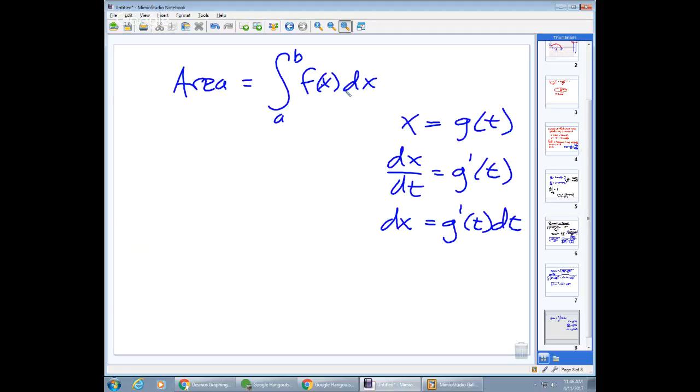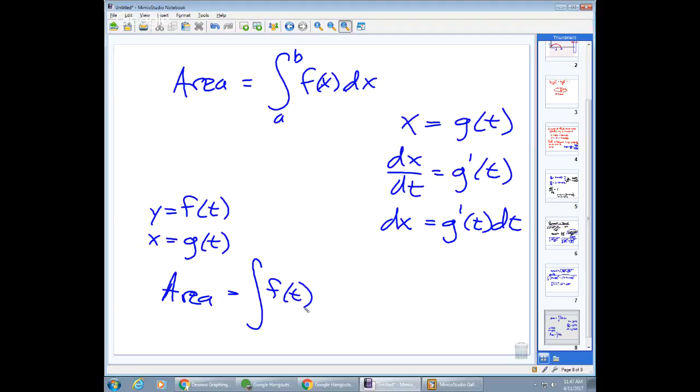So let's suppose that instead of f of x, we have y as some function of t, and x as some other function of t. Then for the parametric area, we definitely need rectangles. Rectangles have to have a height, and y is always the height, so I'm definitely going to have my f of t there. But my width not only depends on x, it depends on t. So the width of my rectangles is always going to be g prime of t dt, as t goes from some number a to some number b.